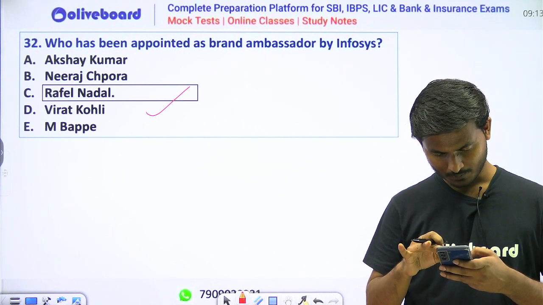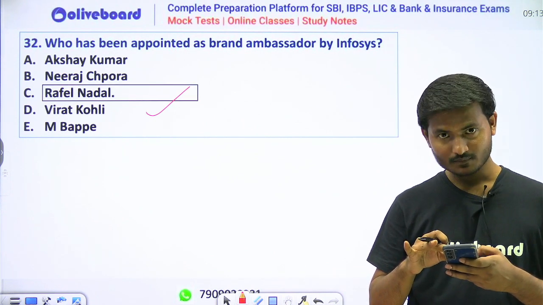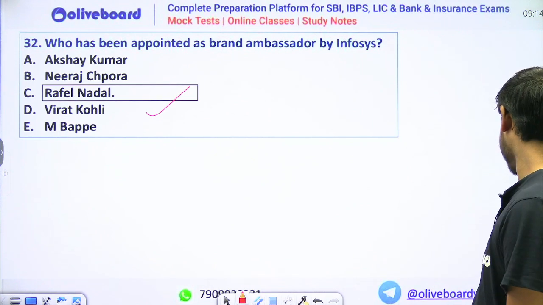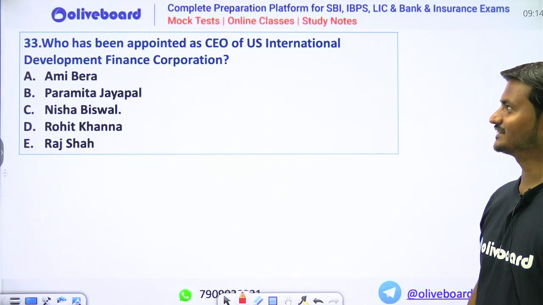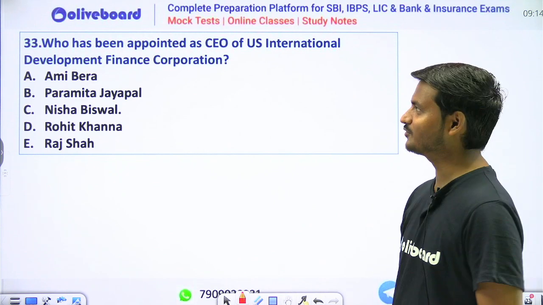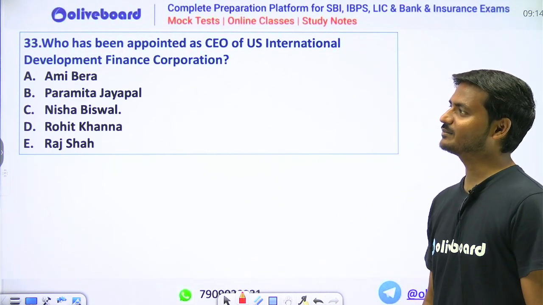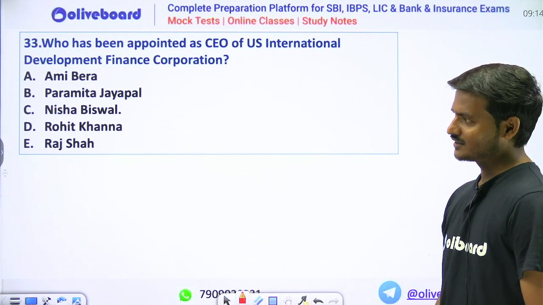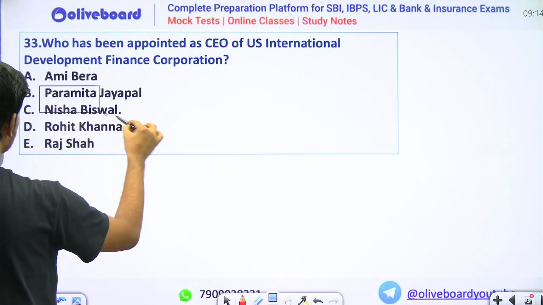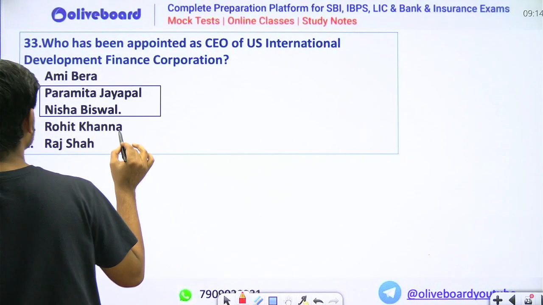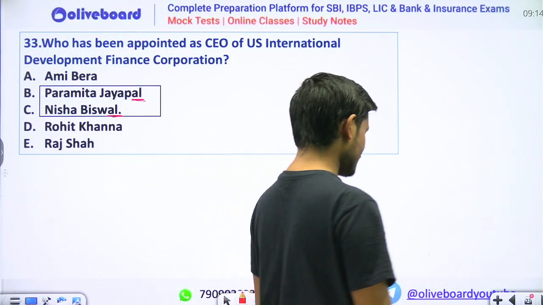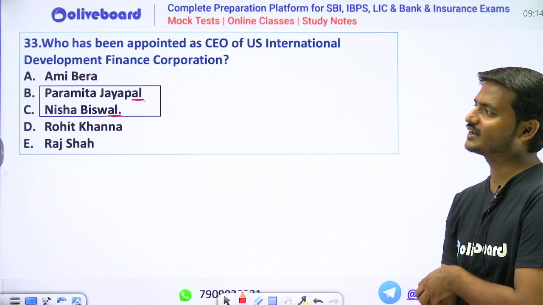Okay, now let's move forward with the next question. The next question is, who has been appointed as the CEO of the US International Development Finance Corporation? Ami Bera, Pramila Jayapal, Nisha Biswal, Ro Khanna, and Rajesh Shah. Here you can see that in options B and C, the same initial trick is working, because it is Pramila Jayapal and Nisha Biswal.